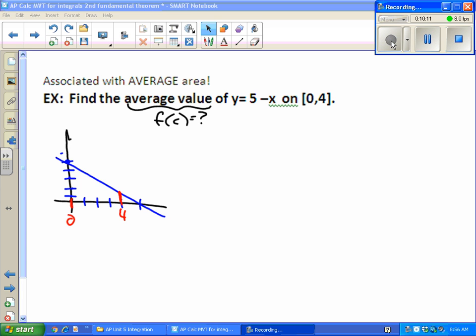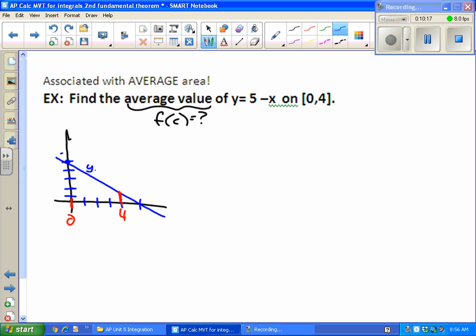So we've drawn our image. We know that this equation y equals 5 minus x actually has a positive 5 intercept. It goes down 1 over 1. So it crosses at positive 5 on the x-axis and y-axis. But I'm actually asking for the area from 0 to 4, not 0 to 5.